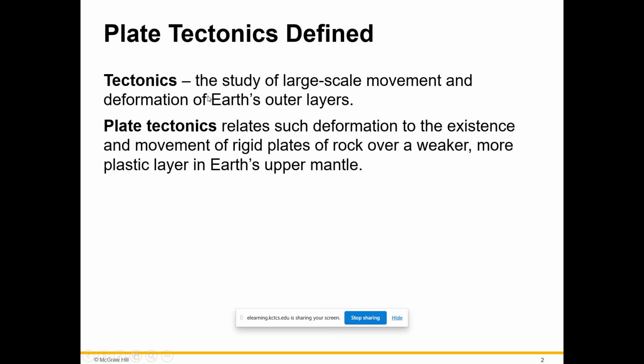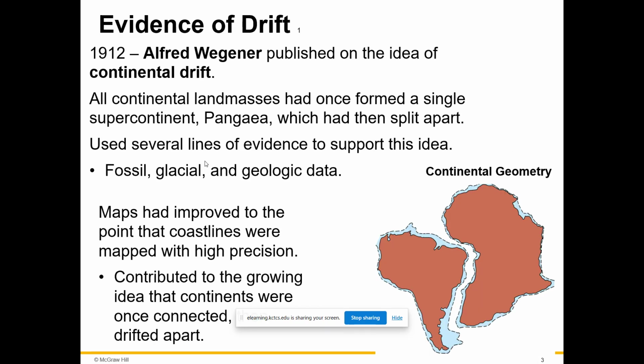Well, the definition of tectonics is the study of large scale movement and deformation of Earth's outer surfaces. Plate tectonics is just those pieces of what they call rigid plates moving over a weaker, more plastic layer in Earth's upper mantle. So, they're not really floating, but kind of gliding on slime more than like a log floats on water. But they're moving around. And so here are a couple of different plates, as we call them. These are some continents here.